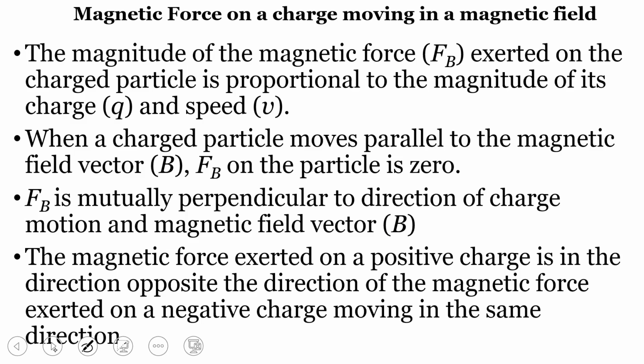So the magnetic force exerted on a positive charge is in the direction opposite to the magnetic force exerted on a negative charge moving in the same direction. When we say that a charged particle is moving through a magnetic field and it experiences magnetic force, that force must have a direction before it is even qualified to be a force. The force is a vector quantity.